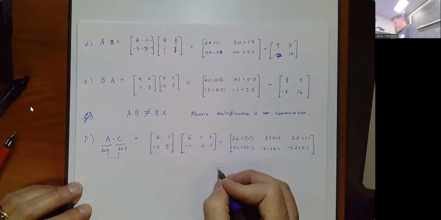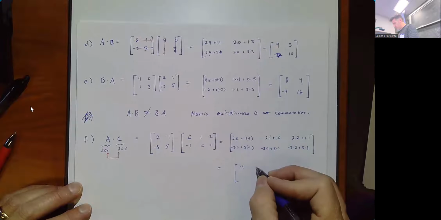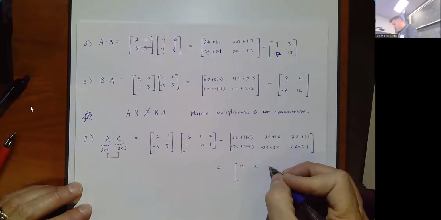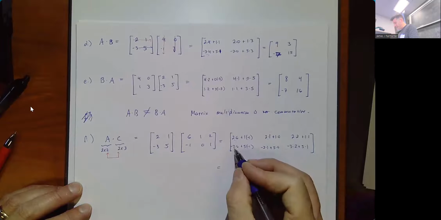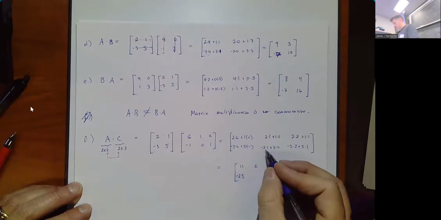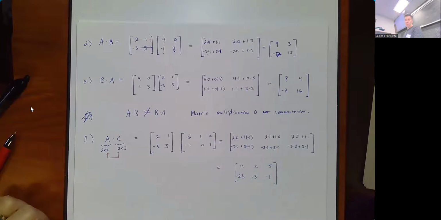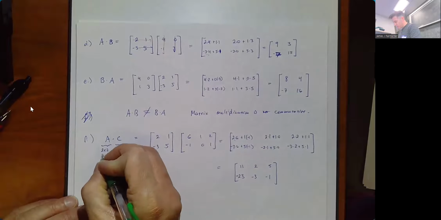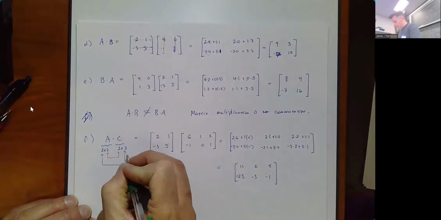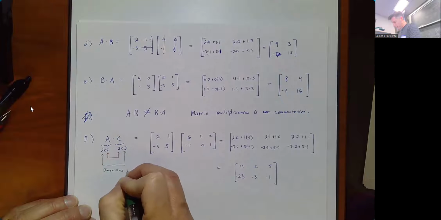And if we simplify, we get 12 minus 1, we get 2 plus 0, we get 4 plus 1, and we get -18 minus 5, which is -23. We get -3 plus 0, and we get -6 plus 5. So there's your resulting 2x3 matrix. Also, fun fact, the outer dimensions are the dimensions of the result, the dimensions of the product.